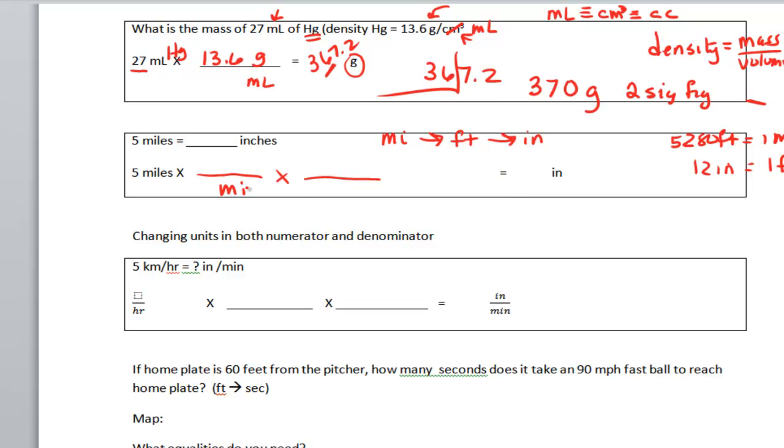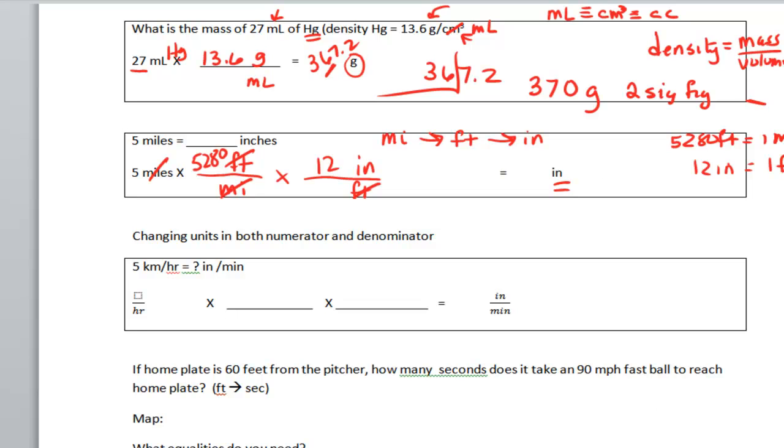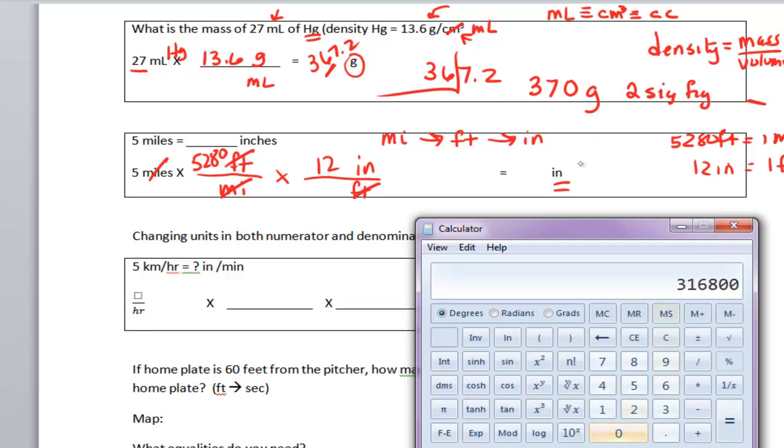So I need to get rid of my miles first and convert them into feet, and that's 5280. And then I take my feet and convert them into inches, and that's 12. My miles cancel out, my feet cancel out, my answer will be in inches. And on the calculator, I'll clear what's already there, and I'm going to take 5 times 5280 times 12. And I get this great big number. And you can already tell that we really don't want all this number. It's 316,800.